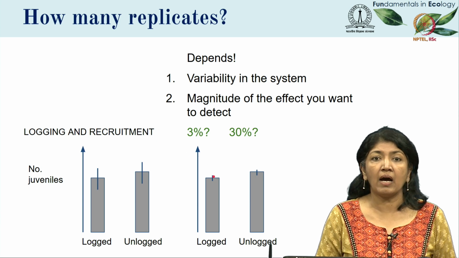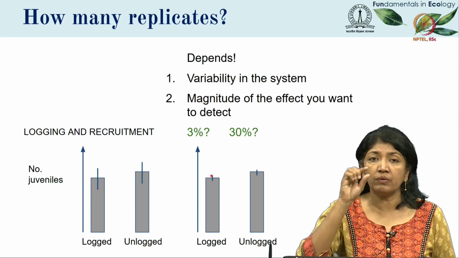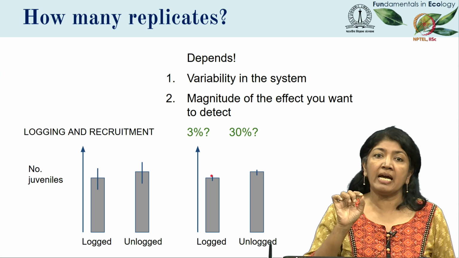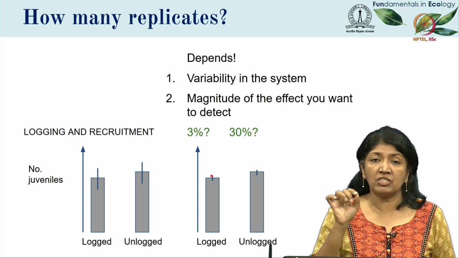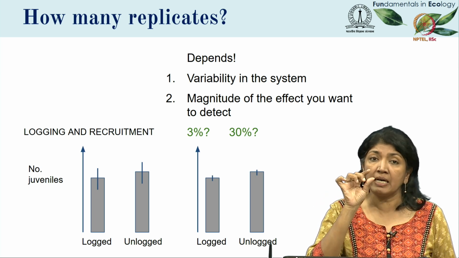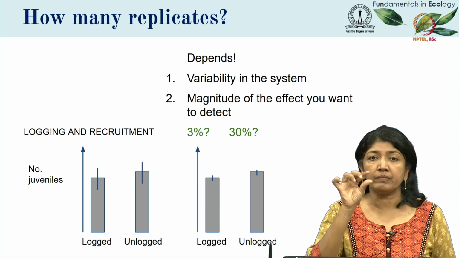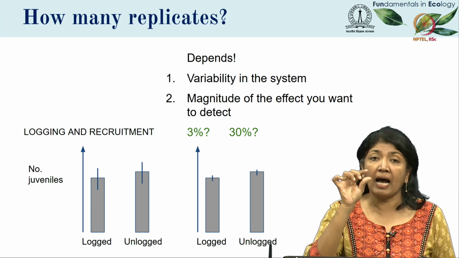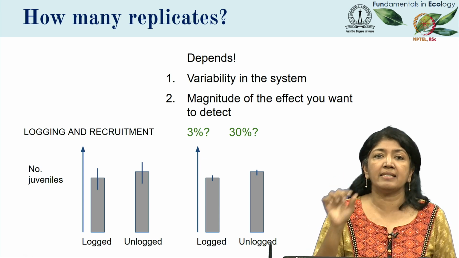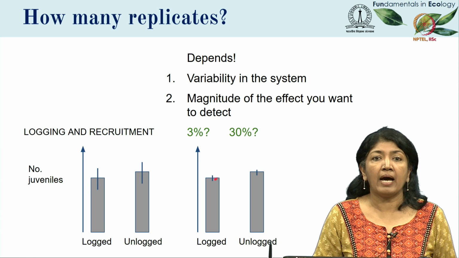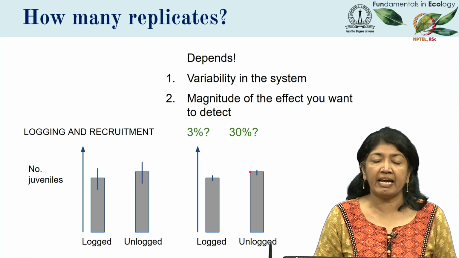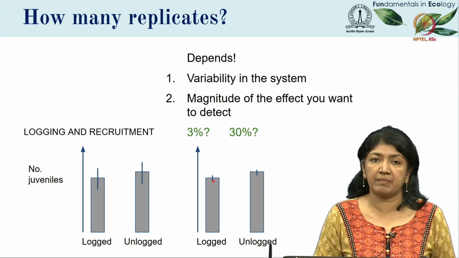so that now I have been able to estimate juvenile abundance in logged and unlogged patches. I have been able to estimate this precisely. Small error bars, high confidence, low uncertainty. So, now I will be able to detect this small difference of 3%.